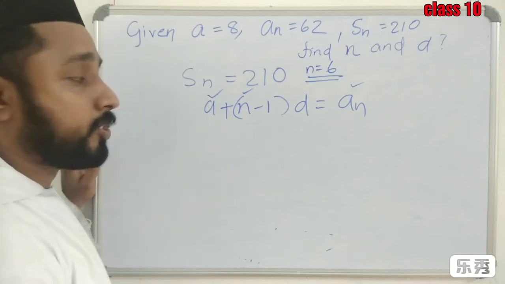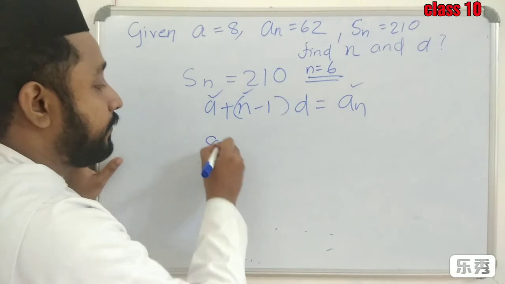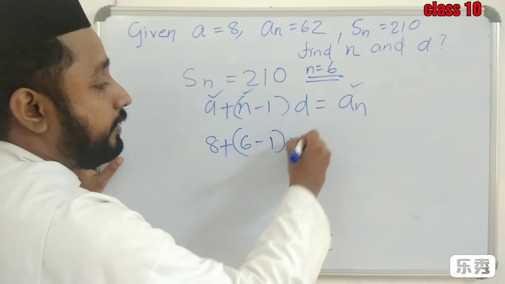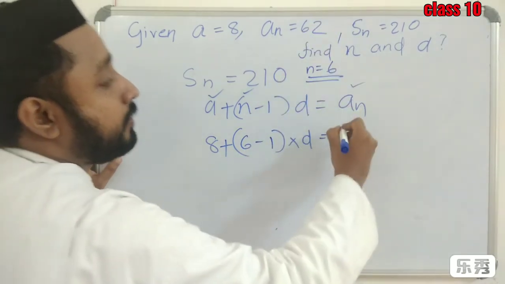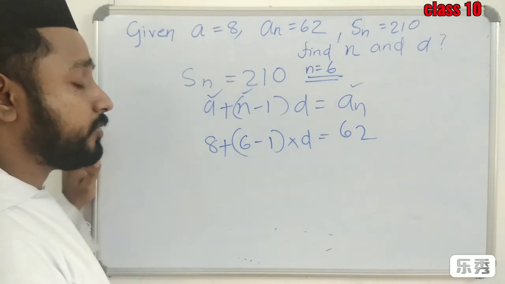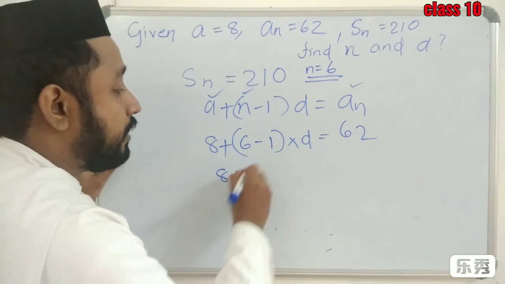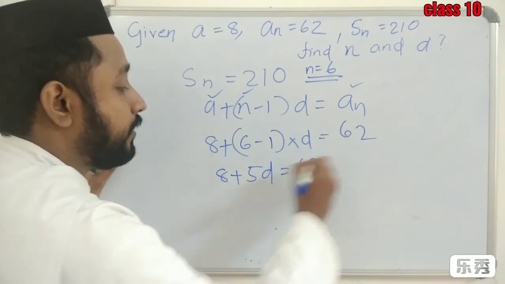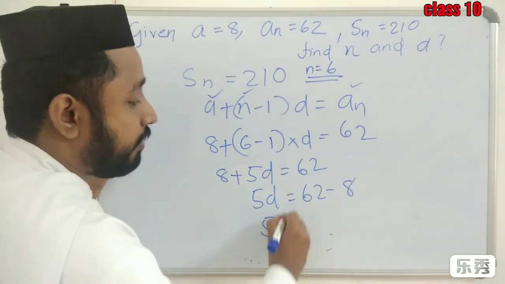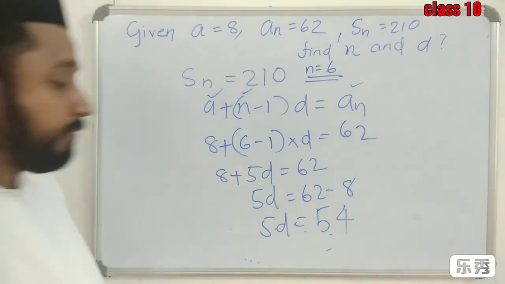So a plus n minus 1 into d is equal to a_n. Substitute these values in this equation. a is 8 plus n minus 1, n is 6, that is 6 minus 1 into d. We have to find d, which is equal to a_n is equal to 62. So 8 plus 6 minus 1 into d is equal to 62. That is 6 minus 1, 5. So 8 plus 5d is equal to 62. 5d is equal to 62 minus 8. It is 5d is equal to 54, 62 minus 8 is equal to 54.